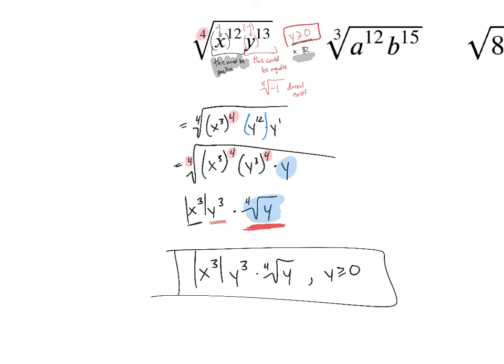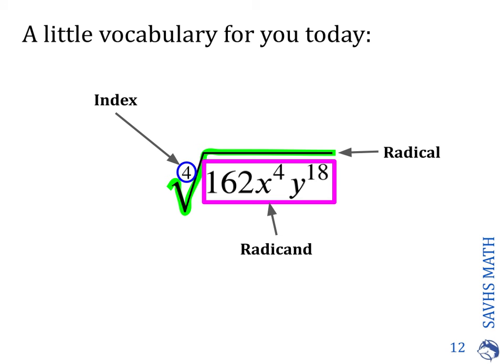So that's that. I've been saying this vocabulary a fair amount today, but I just wanted to really formalize it. This number right here is called the index. The symbol itself, whether it's the square root symbol or the fourth root symbol or the third root symbol, is called a radical. So if I say a radical expression, that's something that has a root symbol in it. And then the stuff inside the radical is called the radicand, but I always forget that word, so I often just say the stuff inside. It is called the radicand, though.